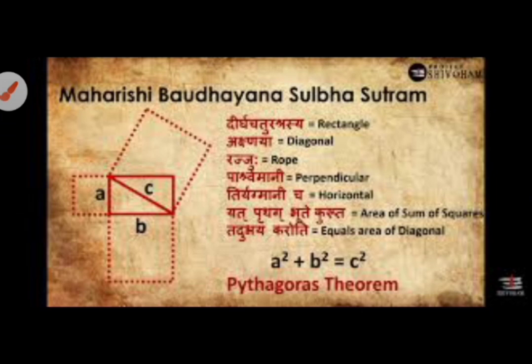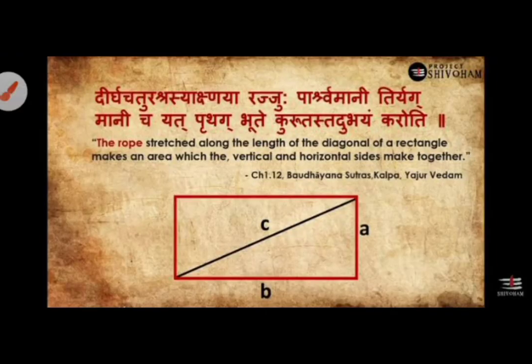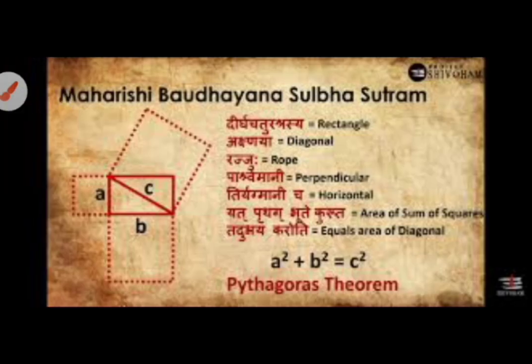So you will get the area of the sum of the squares, equal to the area of the diagonal. So this is what this sloka states. So I have stated very separately what each and every part of this sloka means.